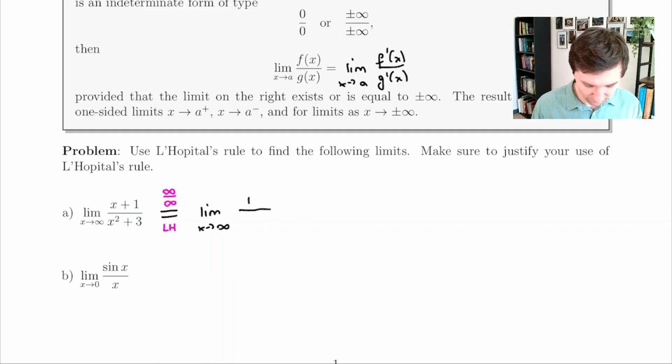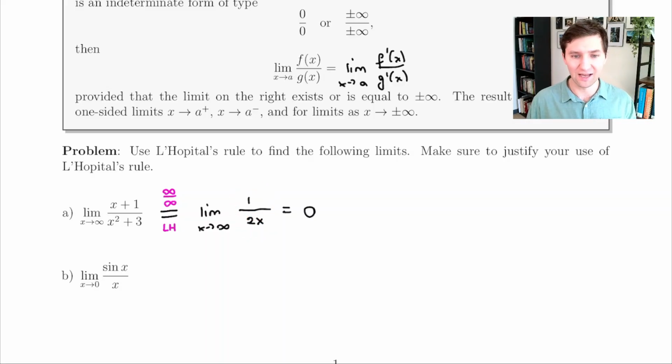The derivative of x plus 1 is simply 1. The derivative of x squared plus 3 is 2x. What happens to this limit as x goes to infinity? Well, the denominator gets larger, so the whole thing gets smaller and smaller. This limit is 0, and we obtain exactly the same answer as in the first exercise today.